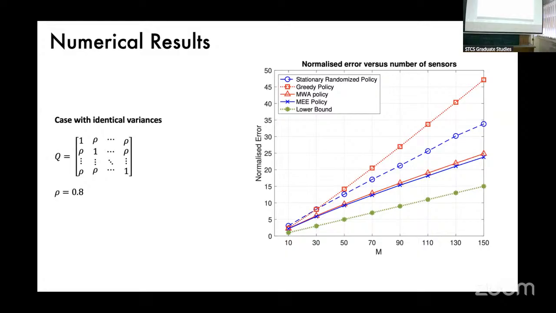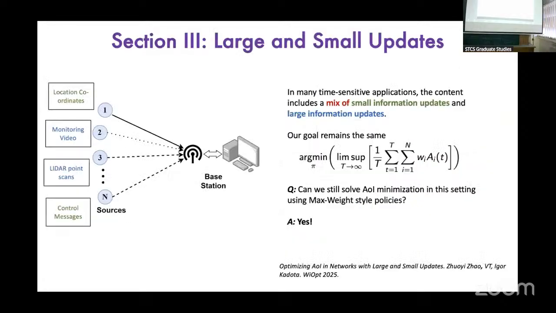Okay, so that's the correlated problem. And then section 3 is where I'm going to talk about different kinds of update sizes. So we go back to our simple problem of weighted age. We are not worried about correlation. We are not worried about how these sources are evolving. We are not worried about any of that.